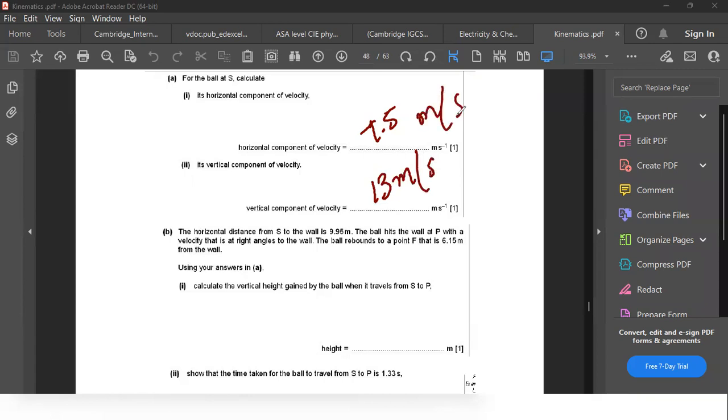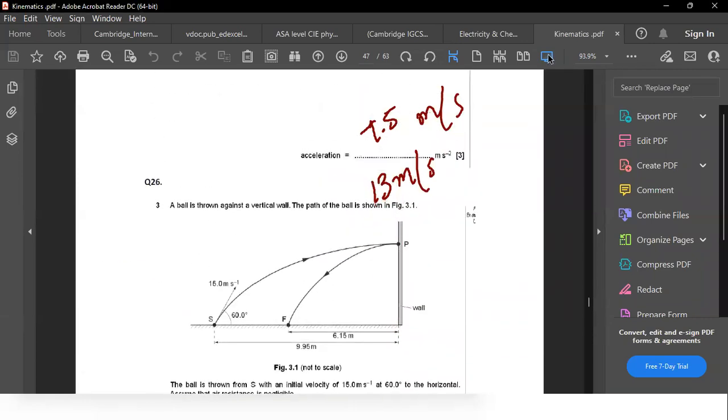Good job. Okay. The horizontal distance from S to the wall is 9.95 meters. The ball hits the wall at P with a velocity that is at right angles to the wall. The ball rebounds at point F, that is 6.15 meters from the wall. Use your answers in A to calculate the vertical height gained by the ball as it travels from S to P. From S to P, how much height is it going to end up gaining?